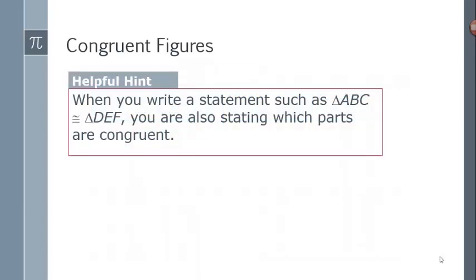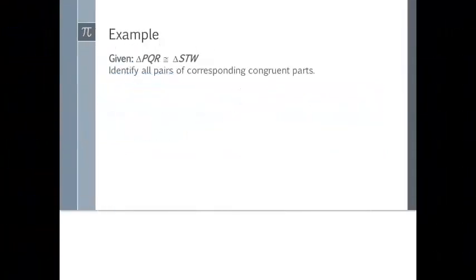So when we write a statement such as triangle ABC is congruent to triangle DEF, you are stating which parts are congruent, like we saw in that last diagram. Let's take a couple of examples using corresponding parts of congruent triangles. We're given that triangle PQR is congruent to triangle STW, and we're asked to identify all pairs of corresponding congruent parts. Well, it might help to actually draw the triangles.